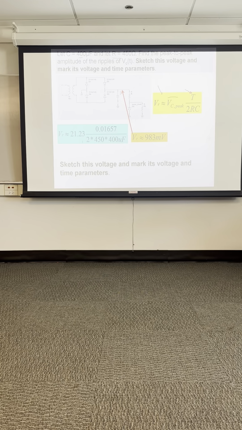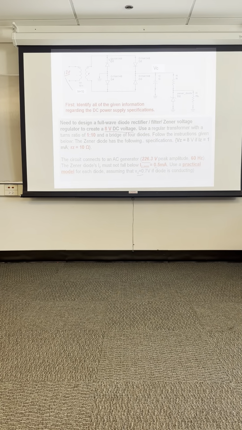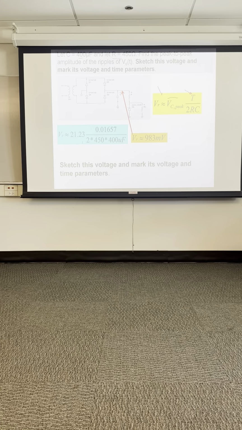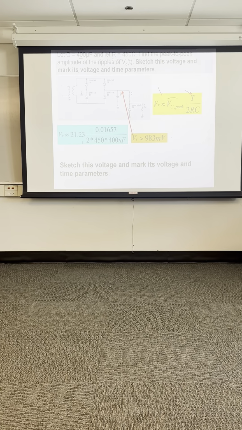So the period is 1 over the frequency. The frequency is 60 hertz, so it's 1 over 60 hertz. Then divide that by 2 times 450 times 400 microfarad. The ripple is 983 millivolts.